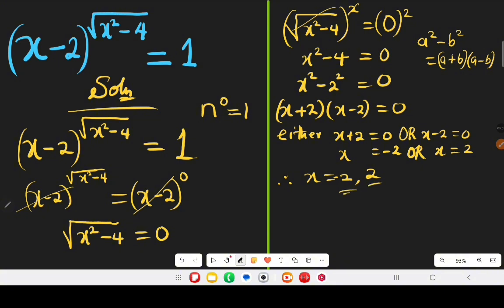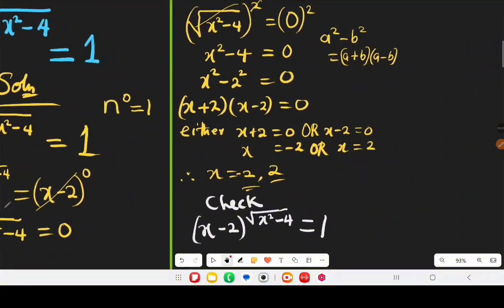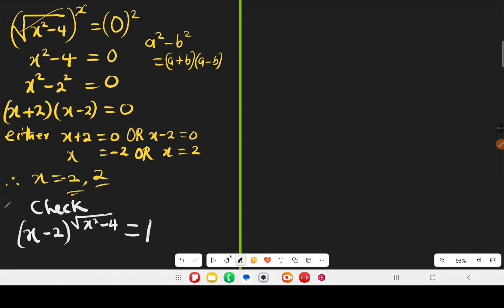But that is not the end. We have to test if it's true. Check. We write the original equation, which is (x − 2) raised to the power of the square root of x² − 4 equal to 1. We move further. Put x equal to −2 into the original equation. We have (−2 − 2) raised to the power of the square root of (−2)² − 4. Will it give us 1?